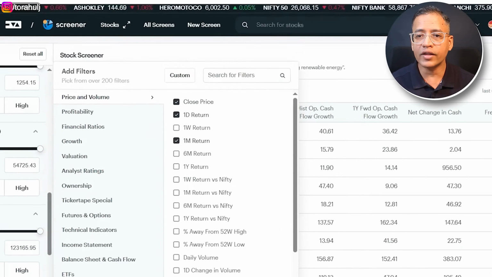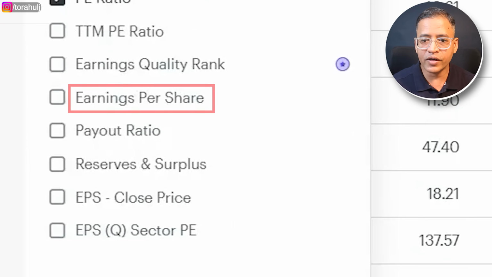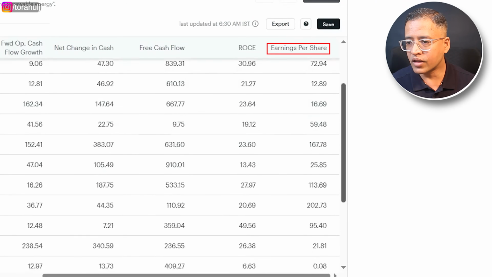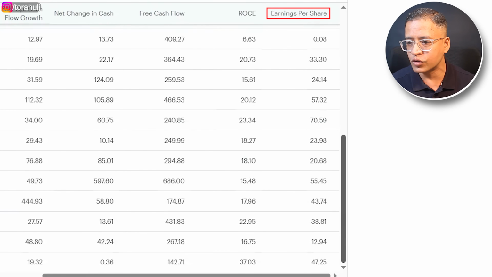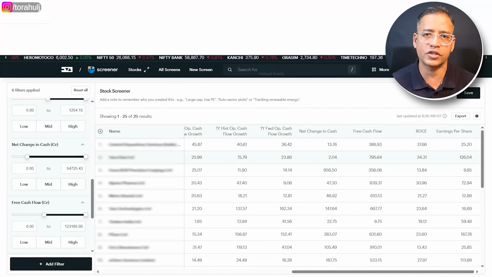Also, let me show you their earnings per share. So for example, if I go to their earnings and earnings per share, if I look at earnings per share here, you will find that all the companies are profitable companies almost. You look at the majority of them, they are showing you very good earnings per share in terms of the positive. It doesn't mean that these companies are going to give you price upside. Now we need to do further analysis.